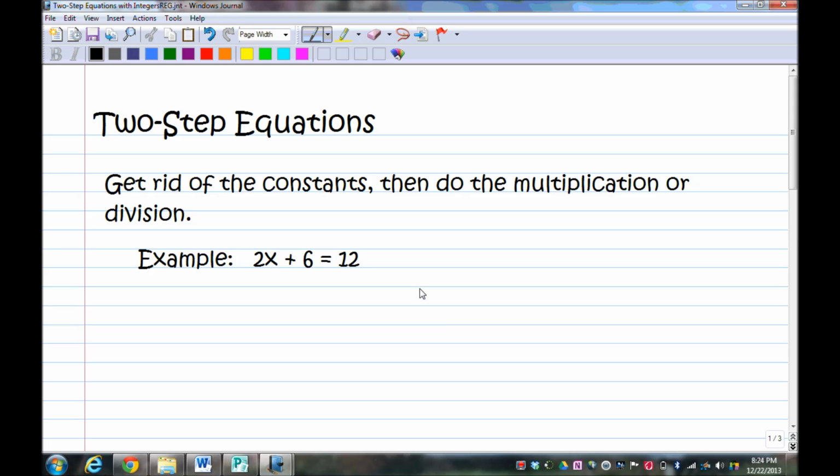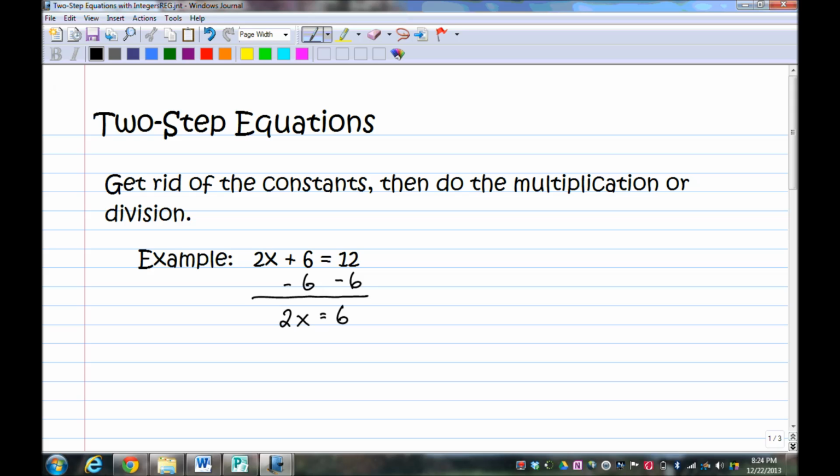The constant that I want to get rid of is that positive 6 because I want to get the variable by itself, meaning I want to get rid of everything on the side with the variable. So I'll get rid of that positive 6 by doing a negative 6 on both sides. On the left side, I have 2x remaining, and on the right, positive 12 and negative 6 gives me 6. Now I have a one-step equation to solve.